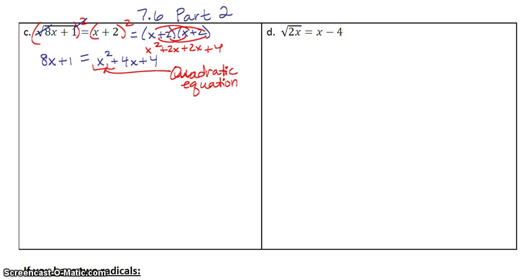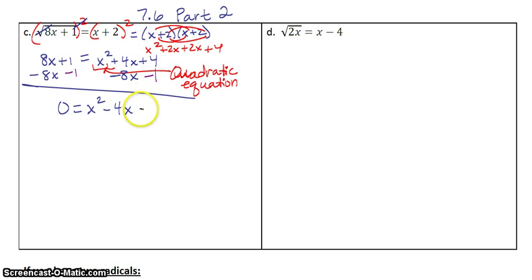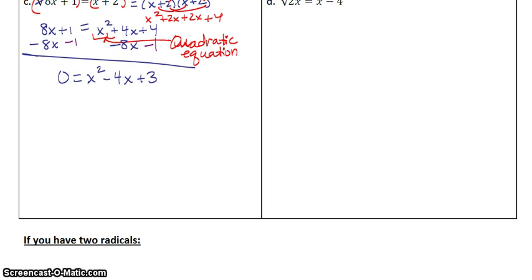But if I'm going to solve a quadratic equation, my first step is to get everything on one side and have it set equal to 0. So I'm going to subtract the 8x over, and I'm going to subtract the 1 over. Again, I want it set equal to 0. 4x subtract 8x is negative 4x. Then 4 subtract 1 is 3. And then all of the ones that we're going to be doing in this class can be solved using the factoring method.